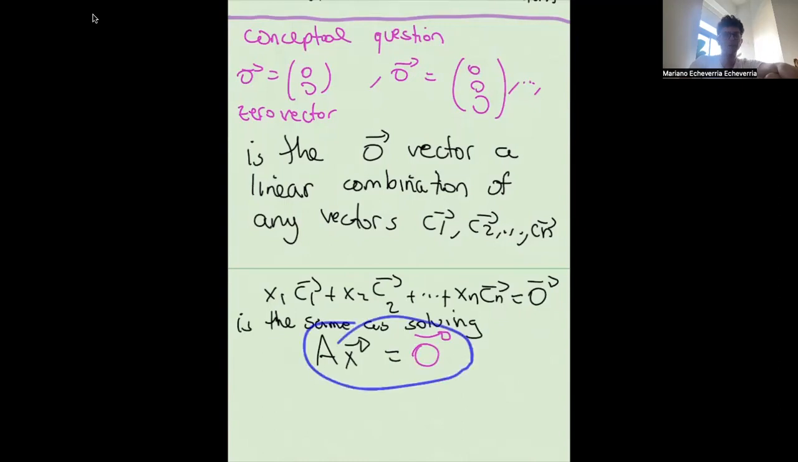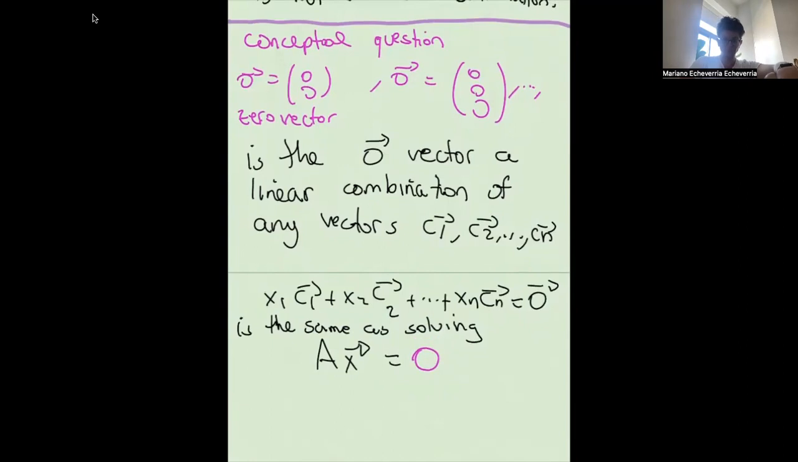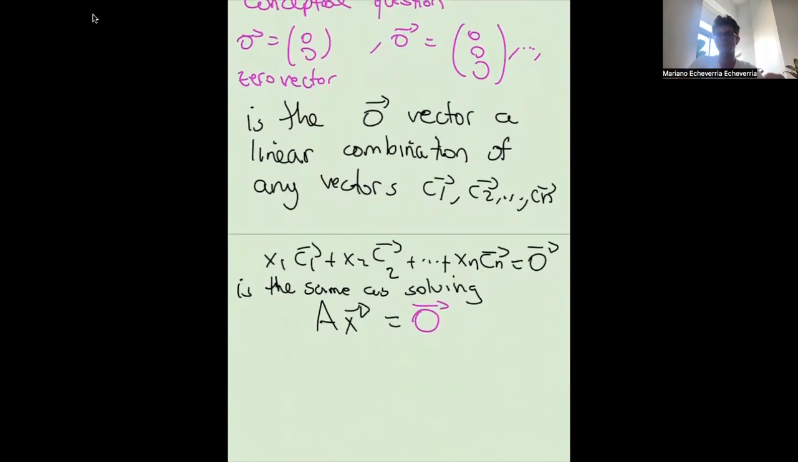But now what happens? What was the name that we gave to this system of equations when the zero was appearing on the right hand side? It was a homogeneous system, perfect. So figuring out whether zero is a linear combination is the same as studying the homogeneous system. So this is a homogeneous system.